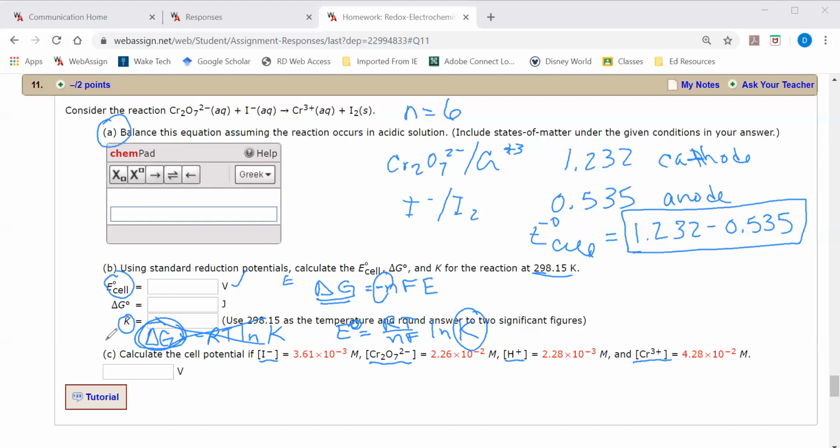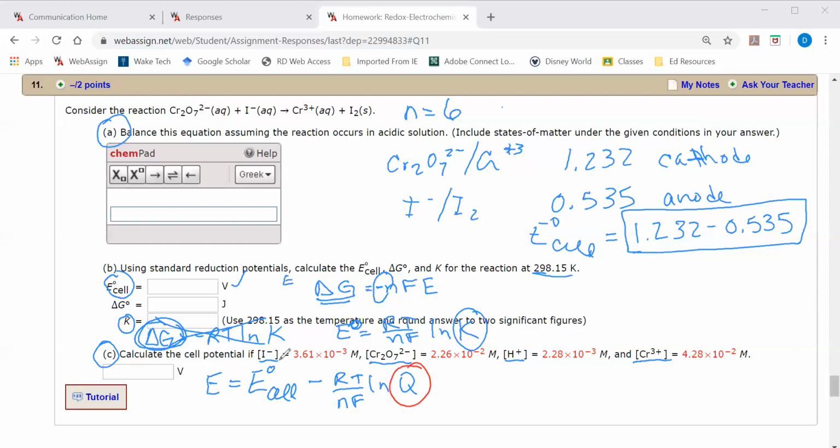Then if you make it that far and you get to part C, the biggest culprit of error is the Q. So the equation is E for non-standard conditions is equal to the standard cell potential minus RT over NF times the natural log of Q. So again, it's just an equation you plug into, and now that you have the correct cell potential and the number of electrons, you should be able to plug into it, but there is an area of trouble here.